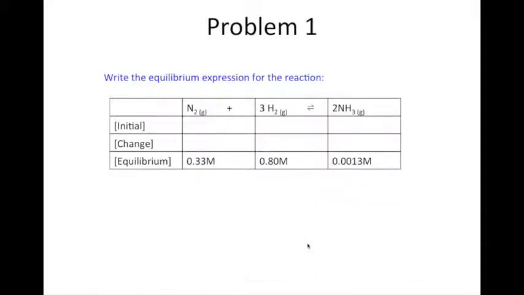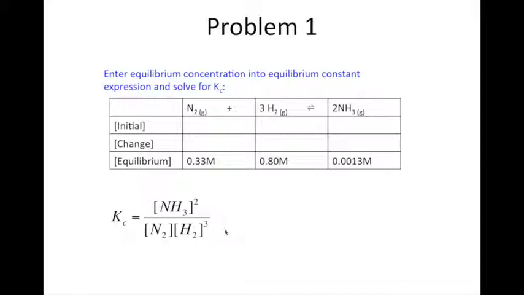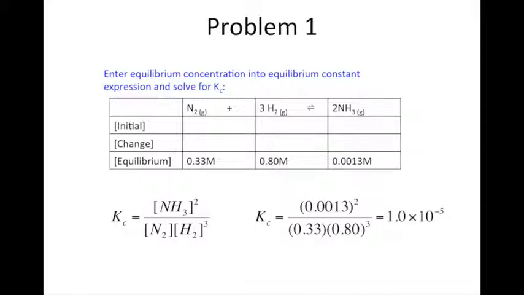We now just have to write an equilibrium expression for this reaction. You can see that here. Again, be very careful that you remember to express your coefficients as exponents. Then we just have to plug in our equilibrium concentrations and solve for Kc. You can see we get a value of 1.0 times 10 to the minus 5.